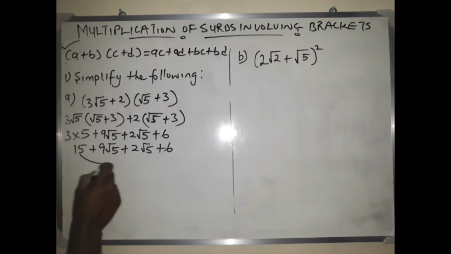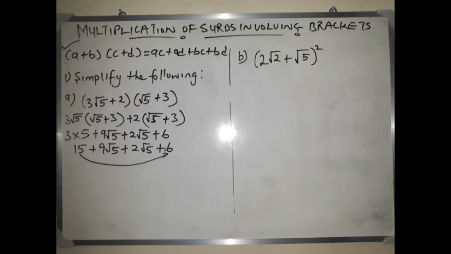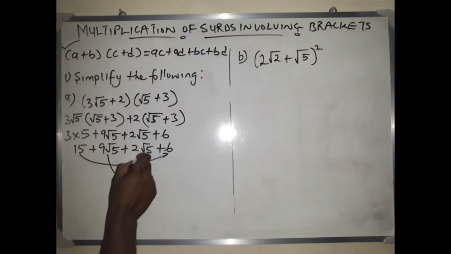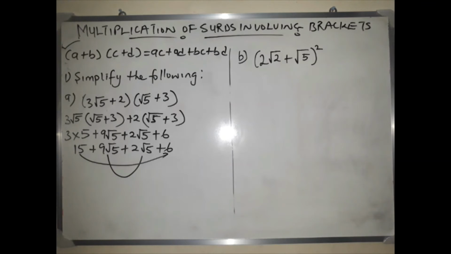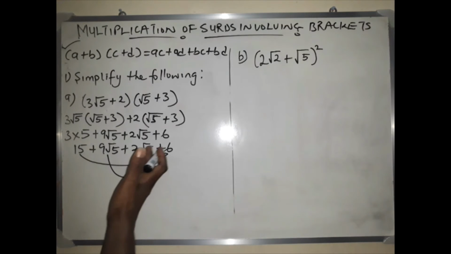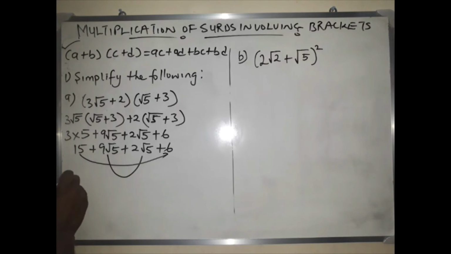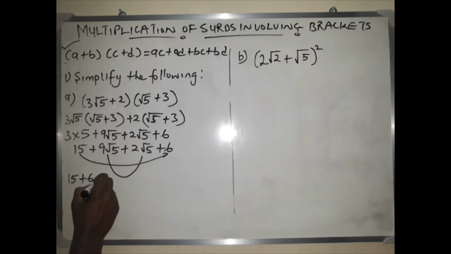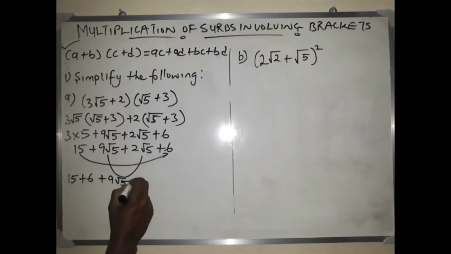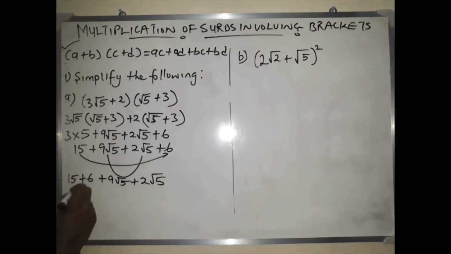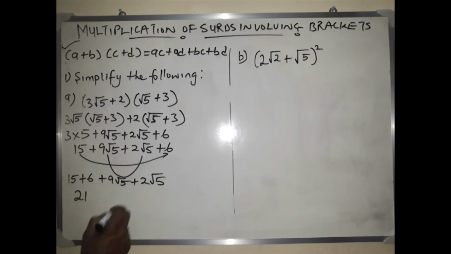Here, 15 and 6 are whole numbers, while 9 root 5 and 2 root 5 are what? They are like surds. So what I do is I sum up the like surds, and then I also sum up the whole numbers. I now have 15 plus 6 plus 9 root 5 plus 2 root 5. 15 plus 6 is what? 21. Then 9 root 5 plus 2 root 5 will be plus 11 root 5. So now that will be our final answer.